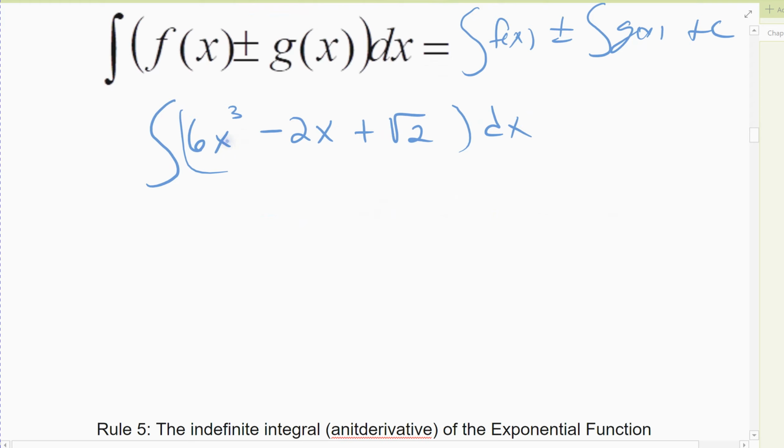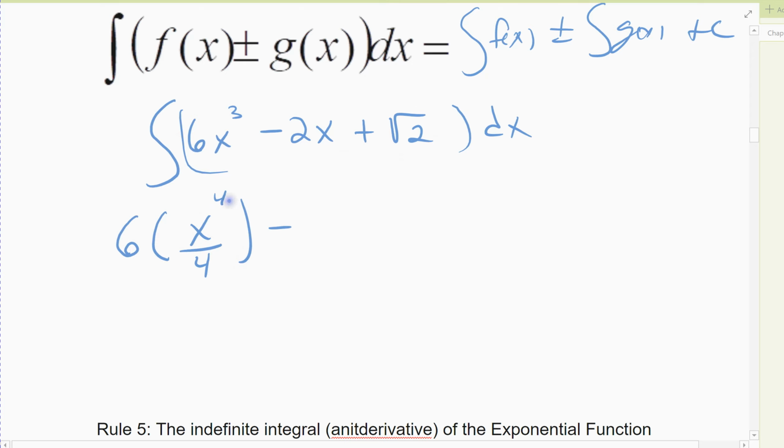Alright, so I just look at each individual part. I look at the 6x cubed as an individual function, I look at the 2x as an individual function, and I look at the square root of 2 as an individual function. And so I use my rules. Well, the 6x cubed is the constant in the power rule, so the 6 is going to come along. I take the antiderivative of the power, so I add 1, I get 4, and then divide by 4.